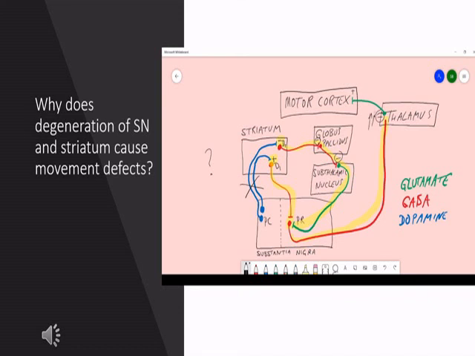So the take-home message of this is that although it's both D1 and D2, that is both excitatory and inhibitory dopamine receptors which are being lost, because they're involved in two distinct pathways, the net result is the same, a loss of excitation to the motor cortex.